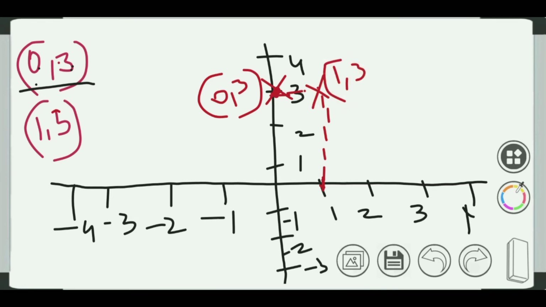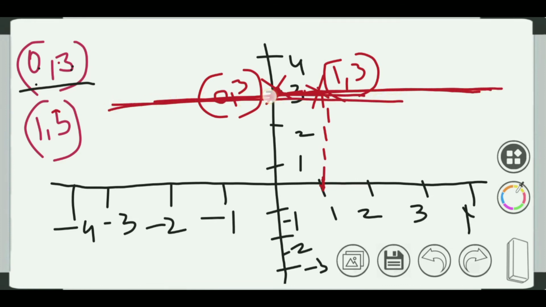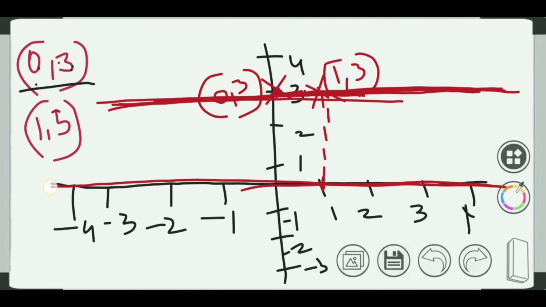1, 3. So you can join the points. You'll get a straight line. If you take any value for x, you'll get the same value 3 as y. So you'll be getting a straight line. I've told you it will be parallel to the x-axis. See, this is parallel to the x-axis.